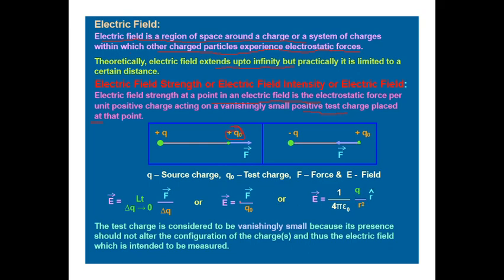Putting in the value of the electrostatic force between these two charges Q and Q naught by using Coulomb's law, the Q naught gets cancelled. The electric field is equal to 1 by 4 pi epsilon naught Q divided by R square, and this is a vector quantity. R cap is a unit vector.